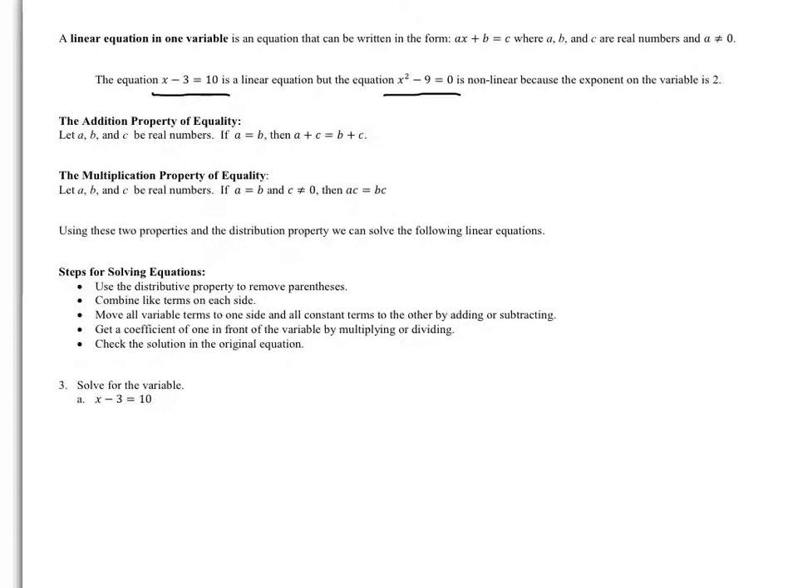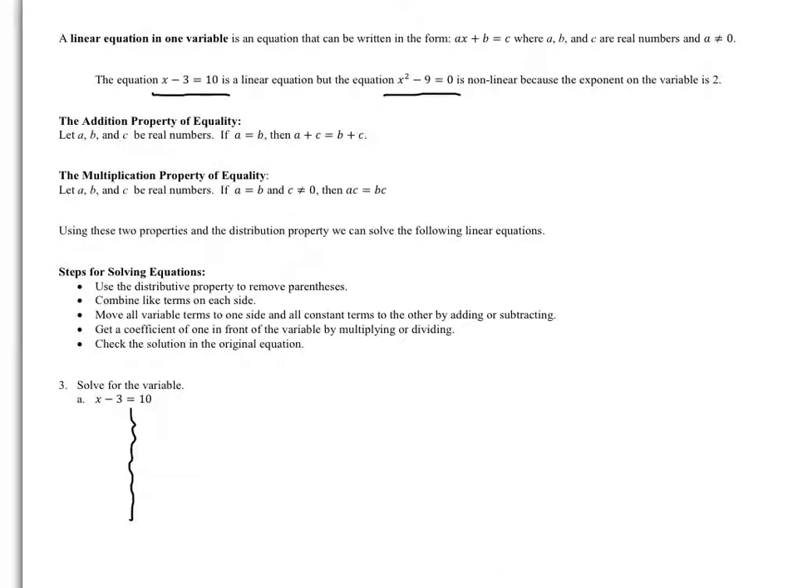Okay, so if we look at number 3, you can see that there is no distribution that needs to take place, and there's no combining like terms on a side. Think of the equal sign as your fence between sides, okay? Now, we need to move all the variable terms to one side. Well, we only have one variable, so we're like, yay! So we need to move the constant terms. Constants, again, are numbers that have no variable attached to it.